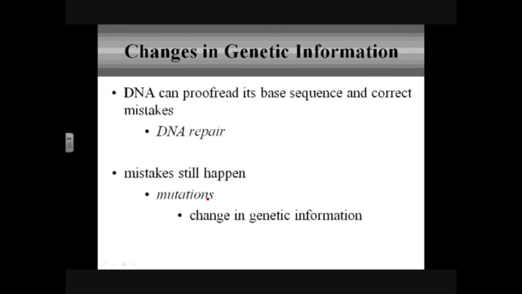But unfortunately, there are some mistakes that slip through the cracks, and those slips that slip through the cracks, we call them mutations. Mutation is basically just a change in genetic information, and we typically associate that change with being a negative, although that is not necessarily always the case. Sometimes mutations can be positive. But that mutation is basically an alteration in the DNA base sequence.